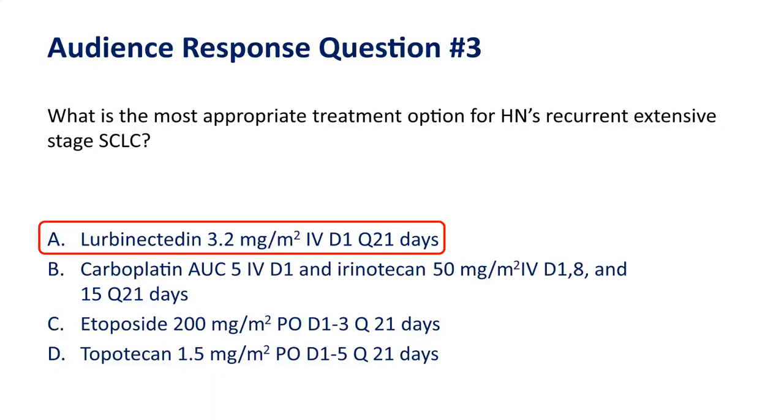Option B is incorrect, as HN should not receive an additional platinum-based doublet, as he's already received platinum doublet therapy and is now deemed resistant to platinum therapy. Option C is incorrect, as he's already received etoposide therapy twice, and switching to a different active agent would be most appropriate at this time.